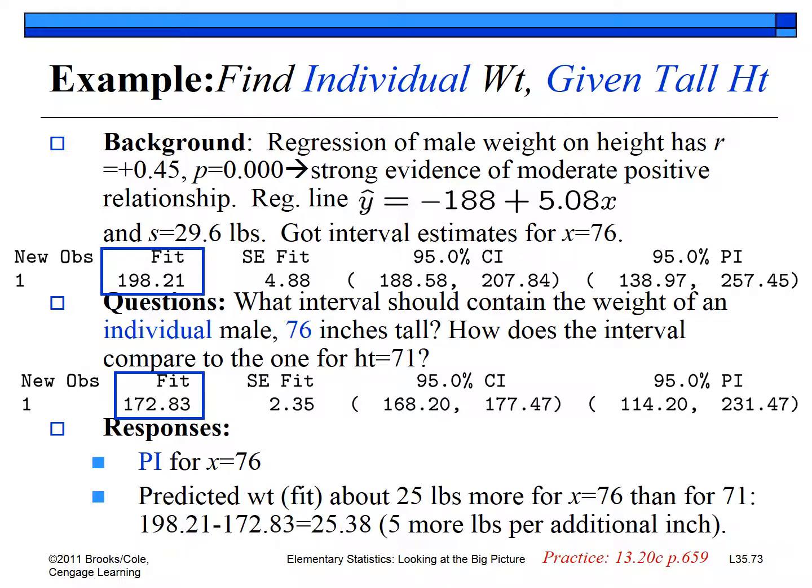Notice that the predicted weight is sure enough about 25 pounds heavier than the predicted weight for someone that was 71 inches tall. You should notice the difference here between the numbers in the boxes. And notice that the corresponding prediction intervals also change by about the same amount.